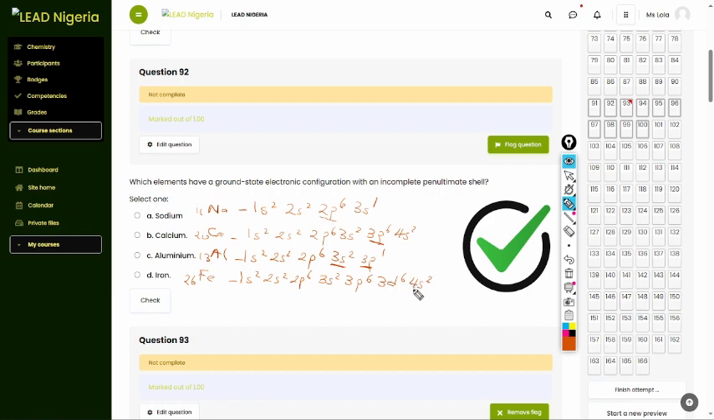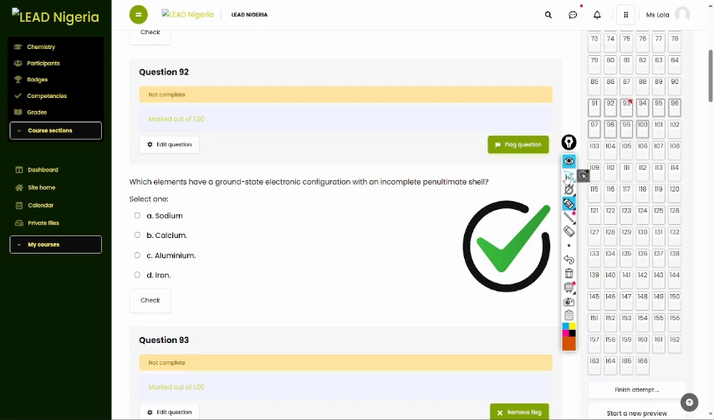Okay, so since they lose electrons from the 4s first, the 3d will become the penultimate, and this is incomplete because the d shell carries 10 electrons. So this is 6, meaning that it is incomplete. The correct answer would be iron. So we'll go with iron.